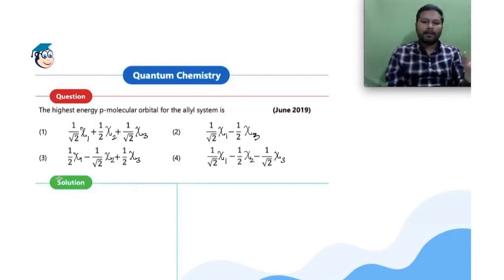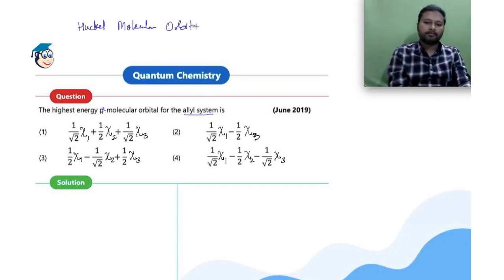All right, so let's look at this particular question. It says the highest energy pi molecular orbital of the allylic system. So what will it be? This particular question is from Huckel molecular orbital theory.